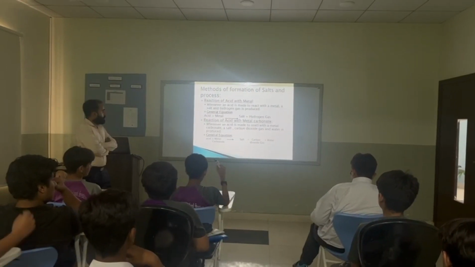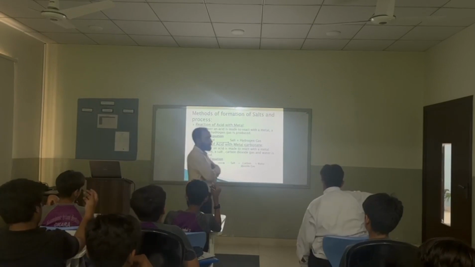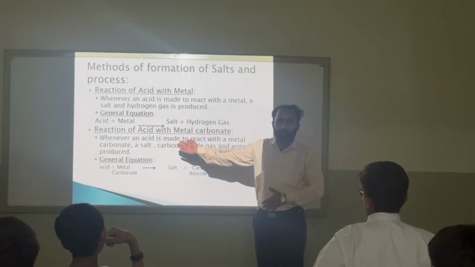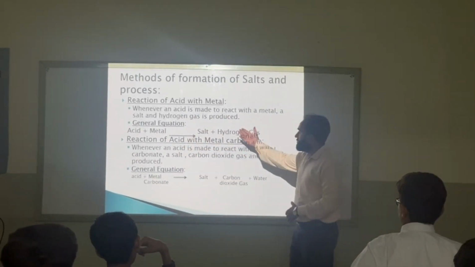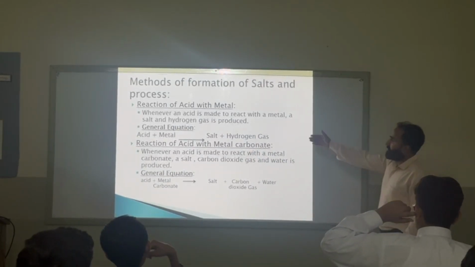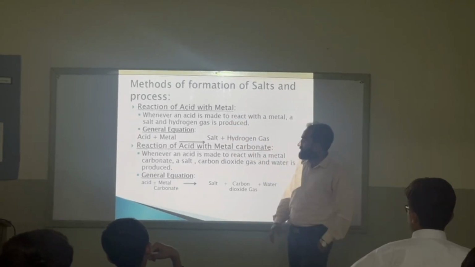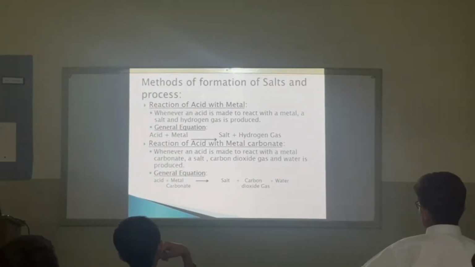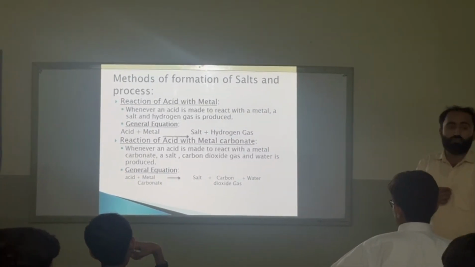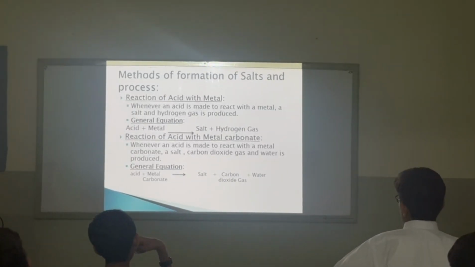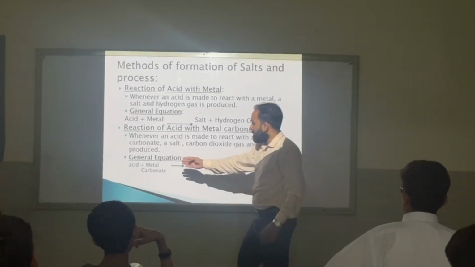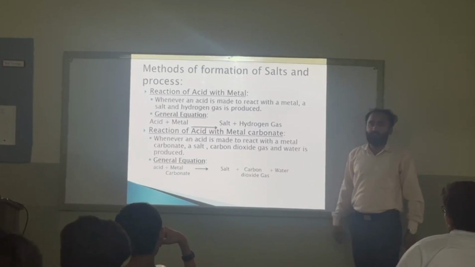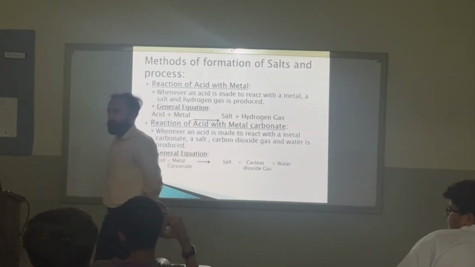Okay, reaction of acid with metal carbonate. Whenever an acid is made to react with a metal carbonate, there will be a different product. Why will there be a different product? Because we have two different reactants now. Although it is an acid, the other reactant is changed, and that is metal carbonate. In the first reaction, we were using acid and metal, and in this reaction, we are using acid and metal carbonate. Whenever an acid is made to react with a metal carbonate, a salt, carbon dioxide gas, and water are produced. We have a general equation for this reaction: whenever an acid is made to react with a metal carbonate, we will have a salt and carbon dioxide gas along with the production of water. Any question from this slide?